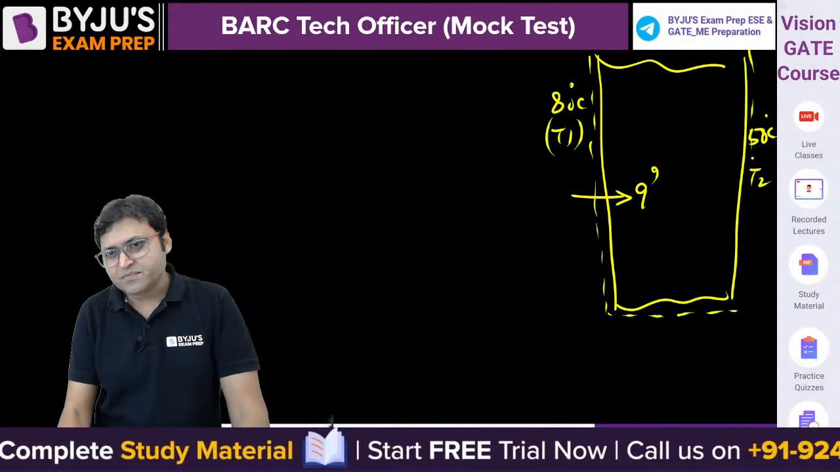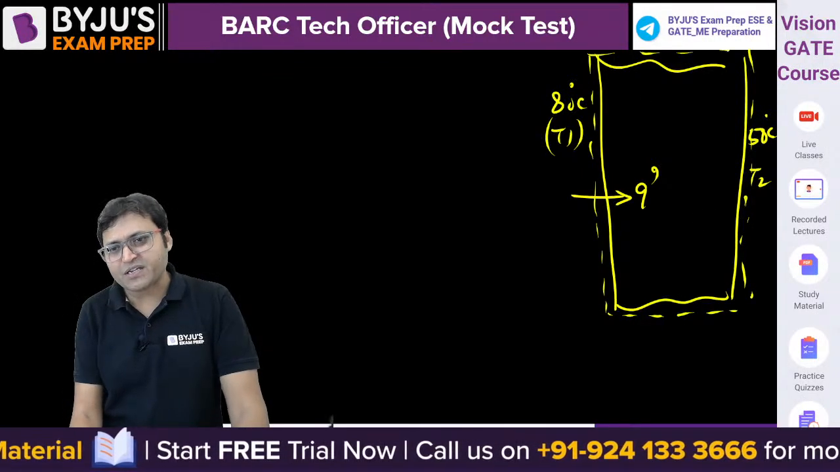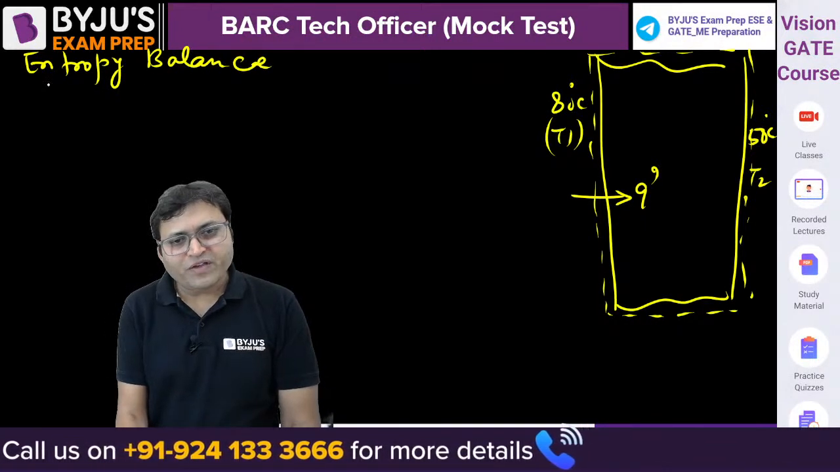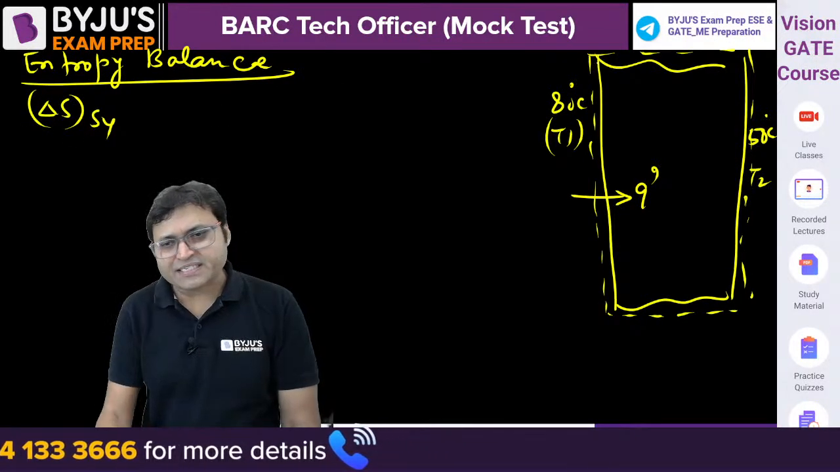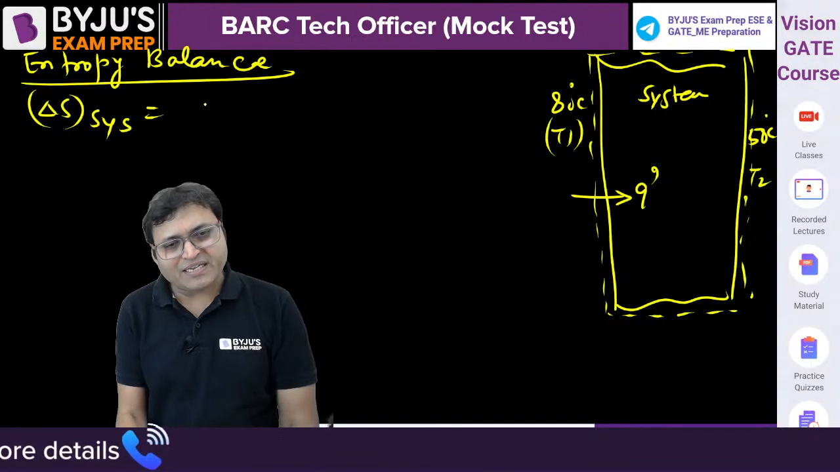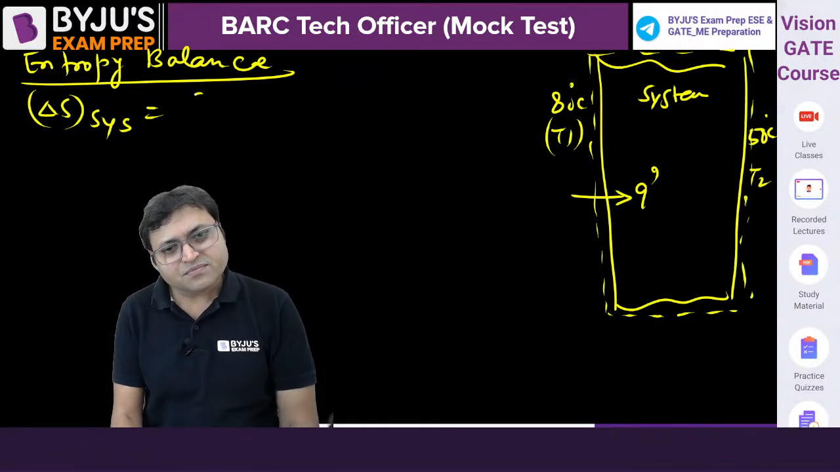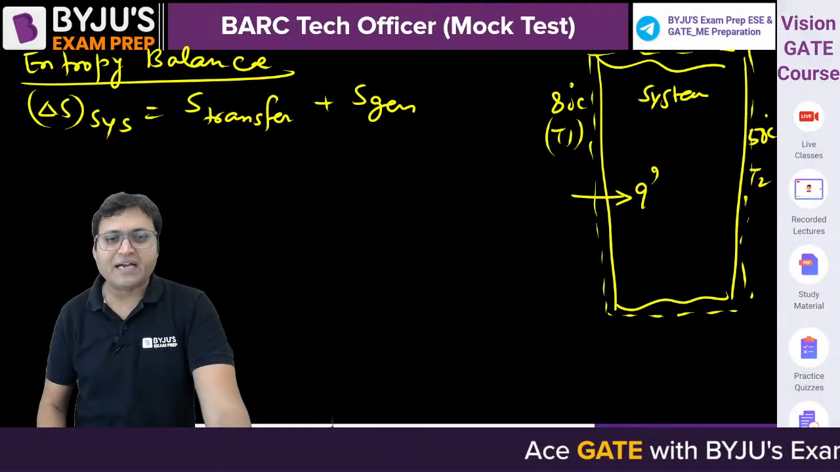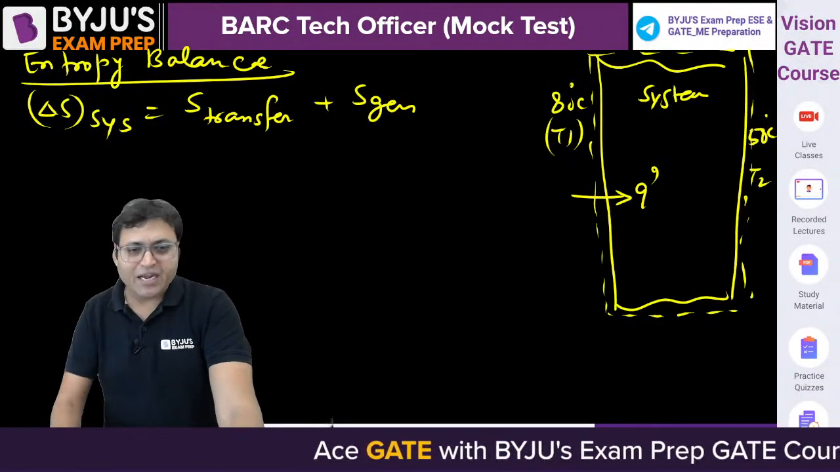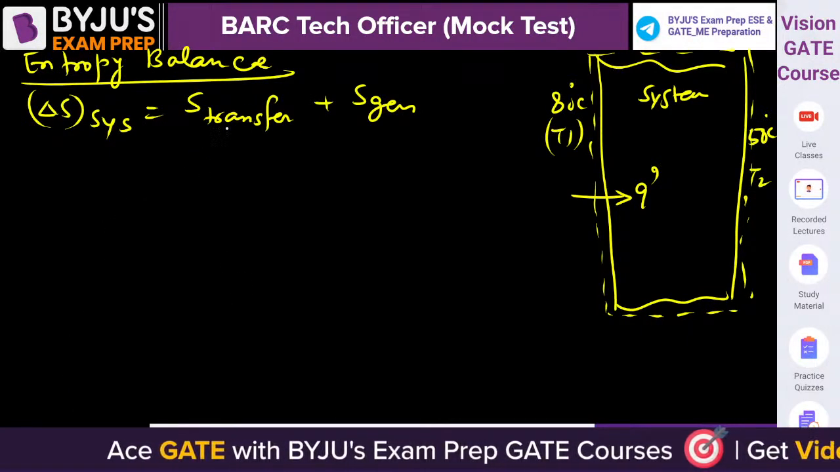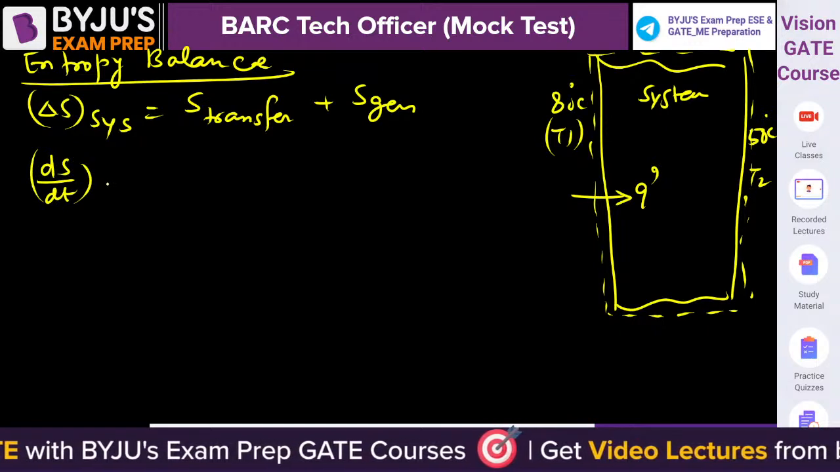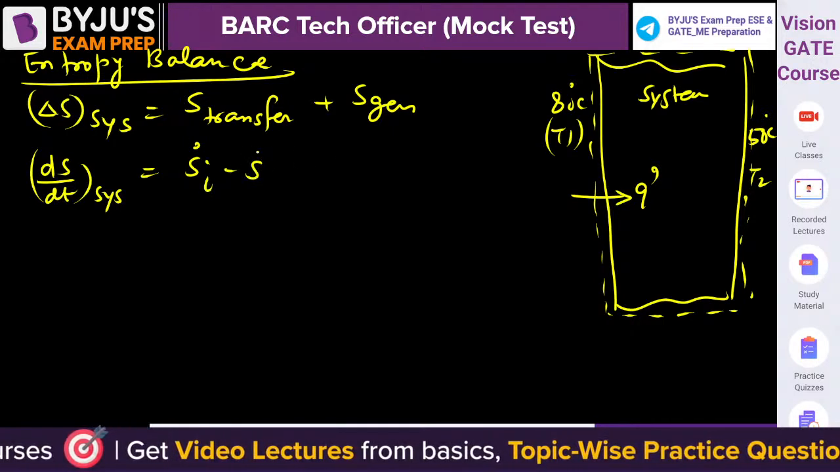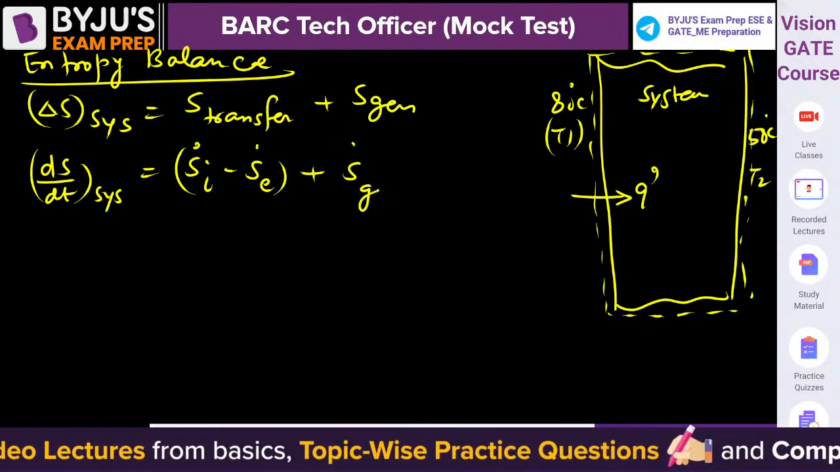This is our system. And if we write the entropy balance equation, change in entropy for the system is equal to entropy transfer plus entropy generation. Entropy is a non-conserved property. If we want per unit time, dS by dt of the system is equal to entropy transfer, S dot entering minus S dot exit, plus S dot generation. That is per unit time.